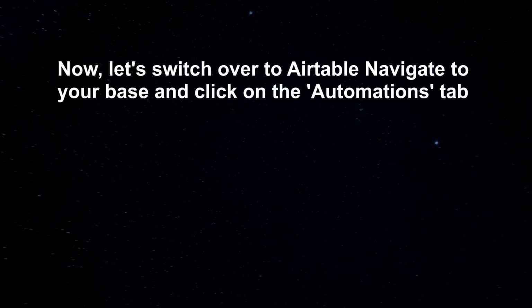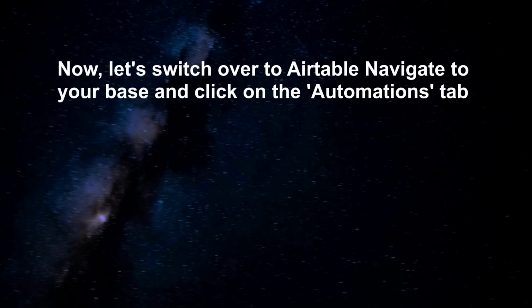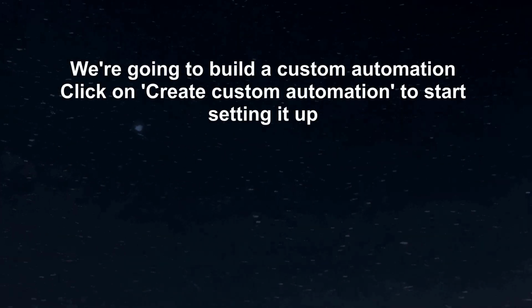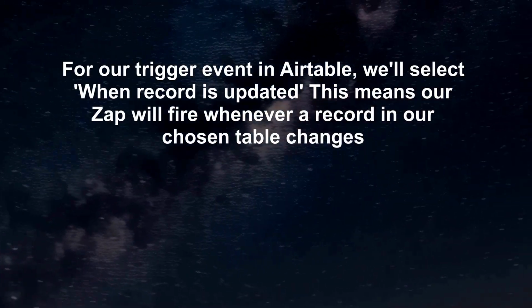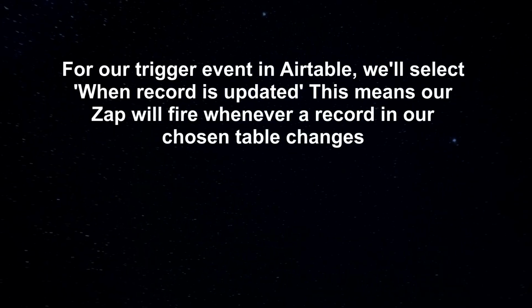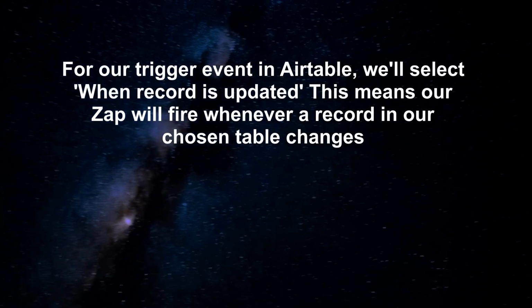Now, let's switch over to Airtable. Navigate to your base and click on the Automations tab. We're going to build a custom automation. Click on Create Custom Automation to start setting it up. For our trigger event in Airtable, we'll select When Record is Updated. This means our Zap will fire whenever a record in our chosen table changes.